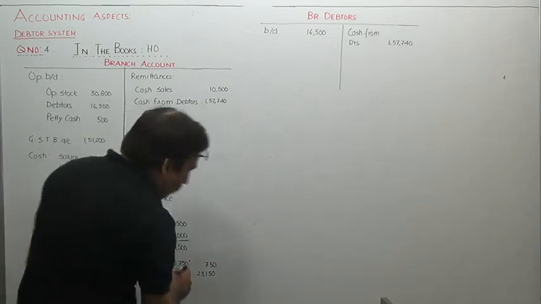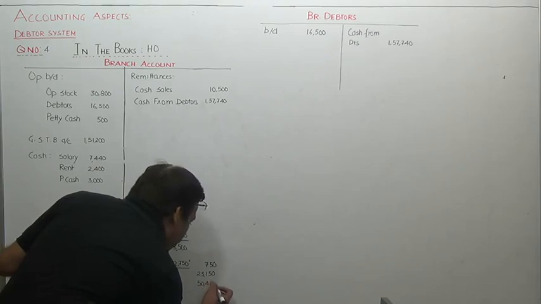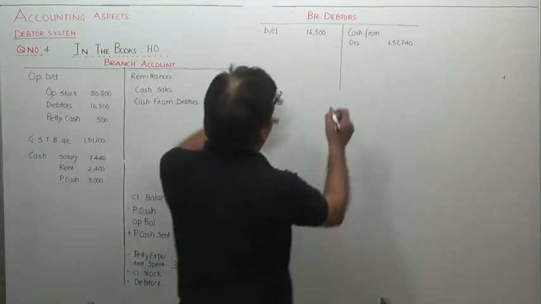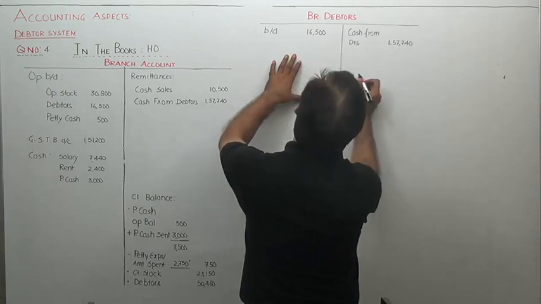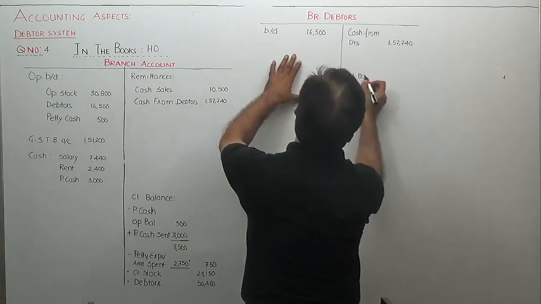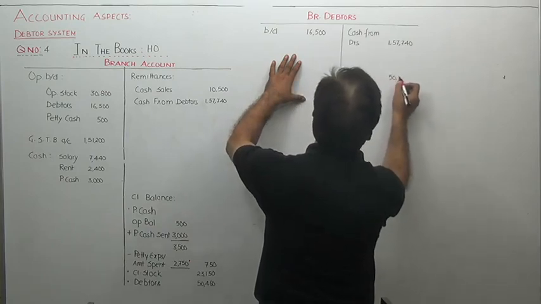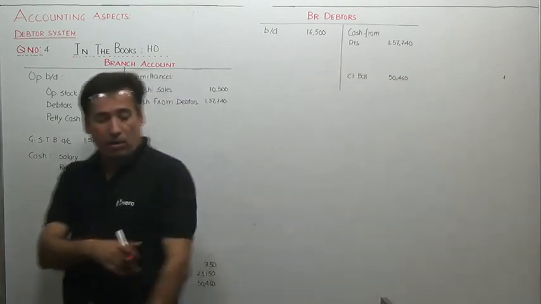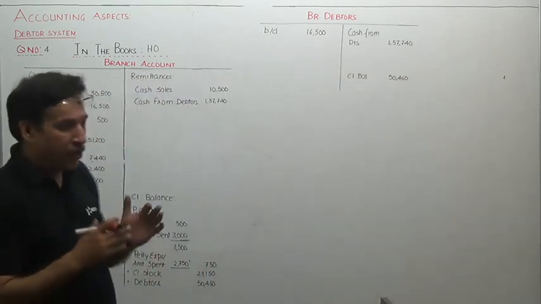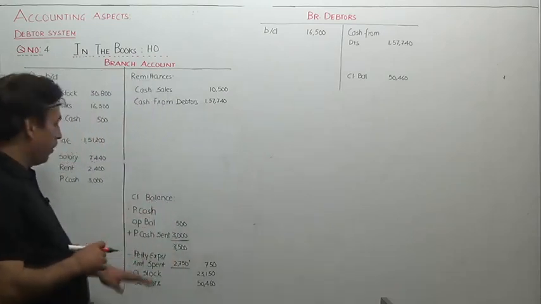Balance of debtors is 50,460. And the closing balance of debtors will also be written down here. Closing balance 50,460. Correct? Now, since all the transactions have been incorporated, the next step is to tally it.